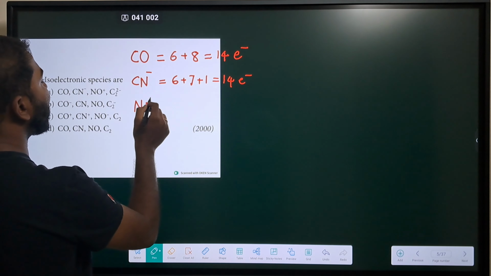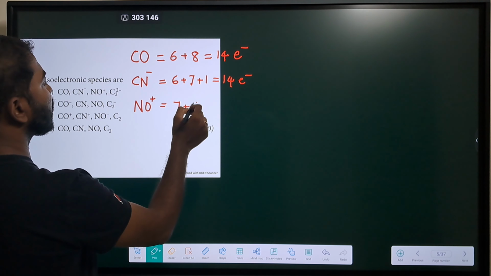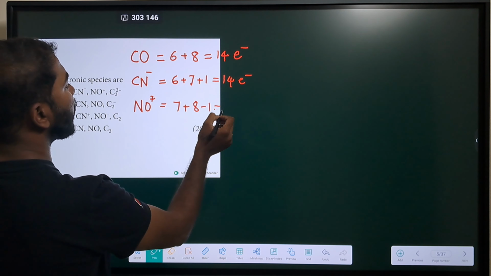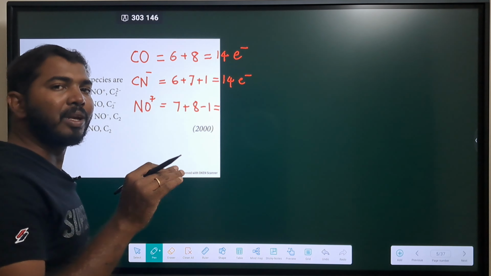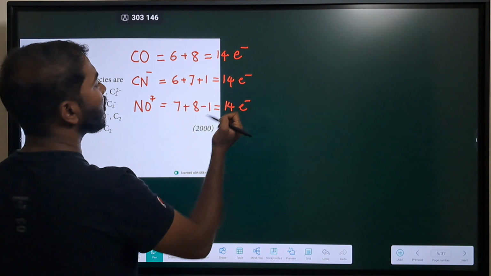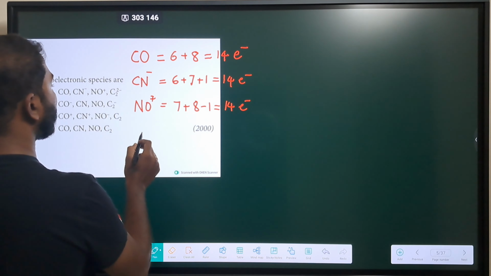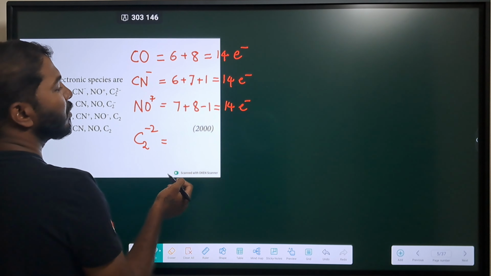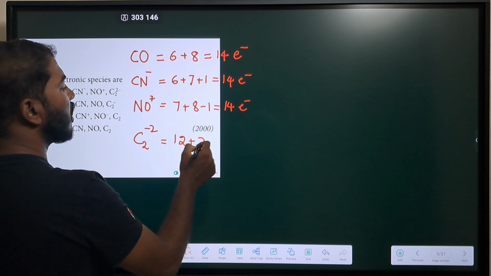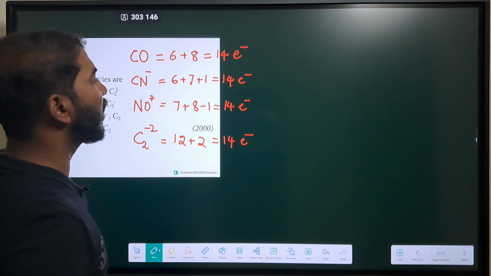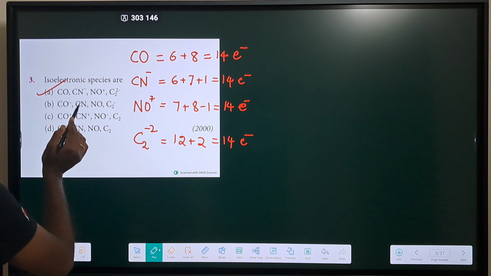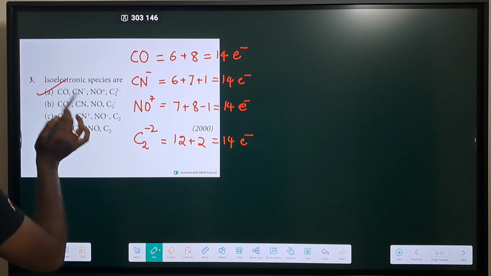Similarly NO plus भी दिया है. NO plus, N में 7 है, ऑक्सीजन में 8 है. And what is the meaning of +1 charge? We need to remove 1 electron. +1 का meaning है it has lost that many number of electrons. So again we have 14 electrons. Next, if we move on to C2 minus 2, एक कार्बन में कितना इलेक्ट्रॉन्स है? एक कार्बन में 6 and then 2 कार्बन में 12. And what is the meaning of -2? We need to add 2 electrons. So altogether, if you see, the first option itself is satisfying the given condition. Now what you have to do is check the remaining 3 options.